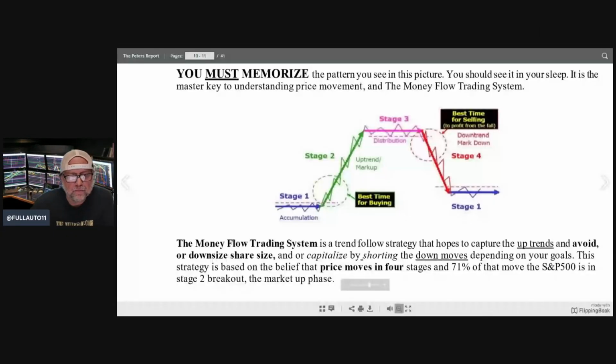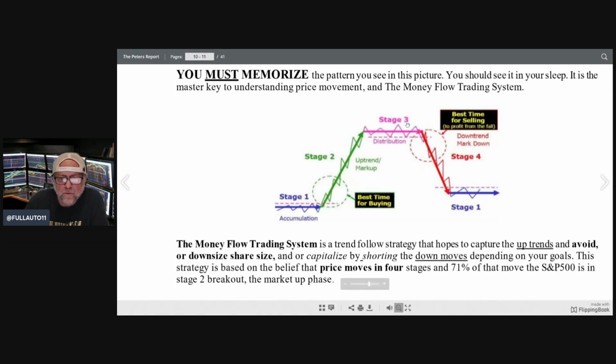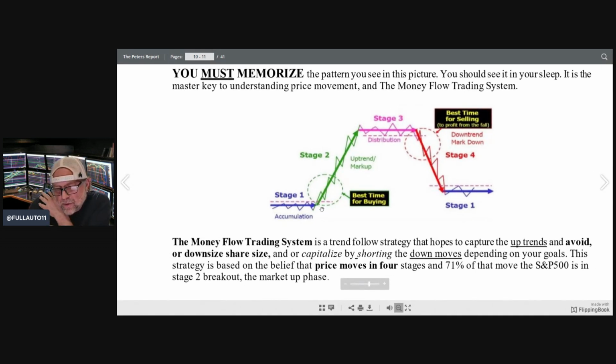You know that the money flow is all about the 4 stages of price movement. Let's pull up a visual picture here of the 4 stages. This is on page 10 of the Peters report. If you go on there and look, you'll see this picture with the sideways movement. We call that accumulation. The move up, we call that the markup or the uptrend. And the move to the left, we call that distribution.